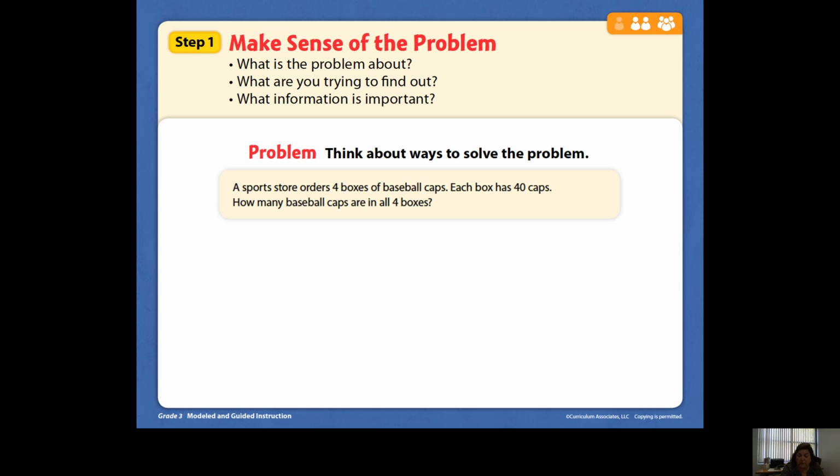The information that is important is the number of completed boxes we have. Are those boxes full? You assume that since they don't tell us anything different. And we need to know how many are in each box. So how many boxes we have, how many are in each box. And we need to know what they're wanting from us. They're wanting us to help them know how many baseball caps they have in the 4 boxes.